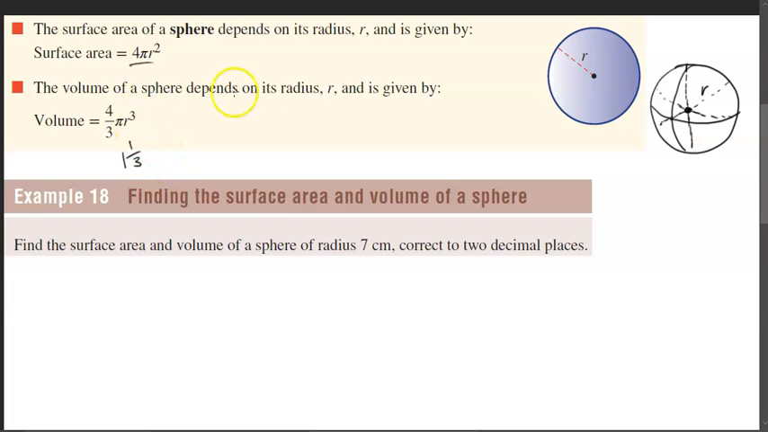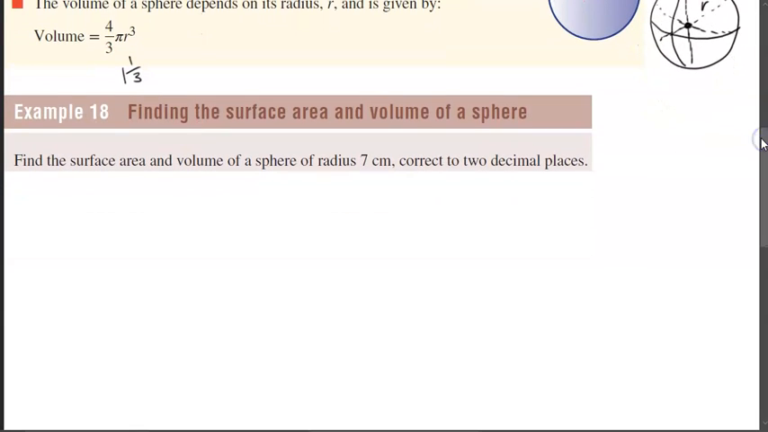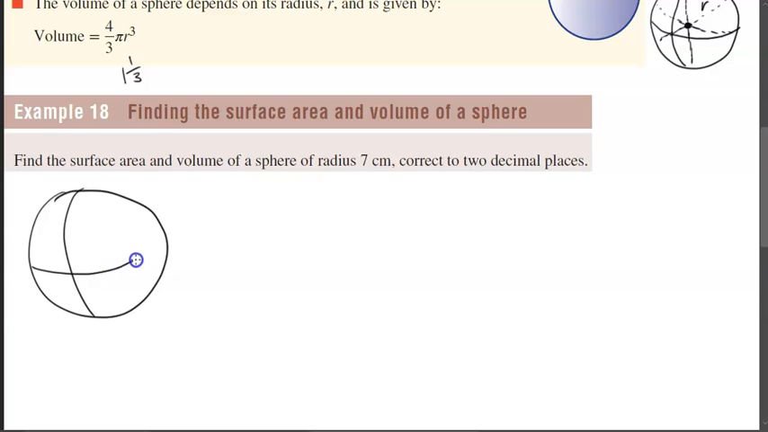That is all there is to it. And we're just going to look at this one simple example, and a little bit of a tip when it comes to composite shapes of this. We're going to find the surface area and the volume of a sphere with radius 7 centimeters. So here is my sphere, and from here to the center, this radius is equal to 7 centimeters.